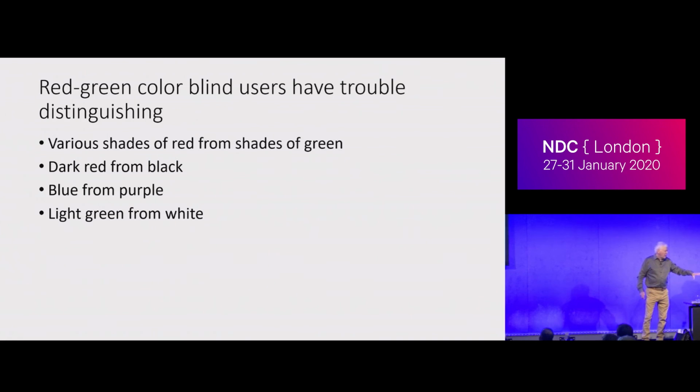So red-green colorblind users, it's not just red-green. It's various shades of red from various shades of green. They also can't tell dark red from black very well, or blue from purple, or, it turns out, light green from white is a struggle.